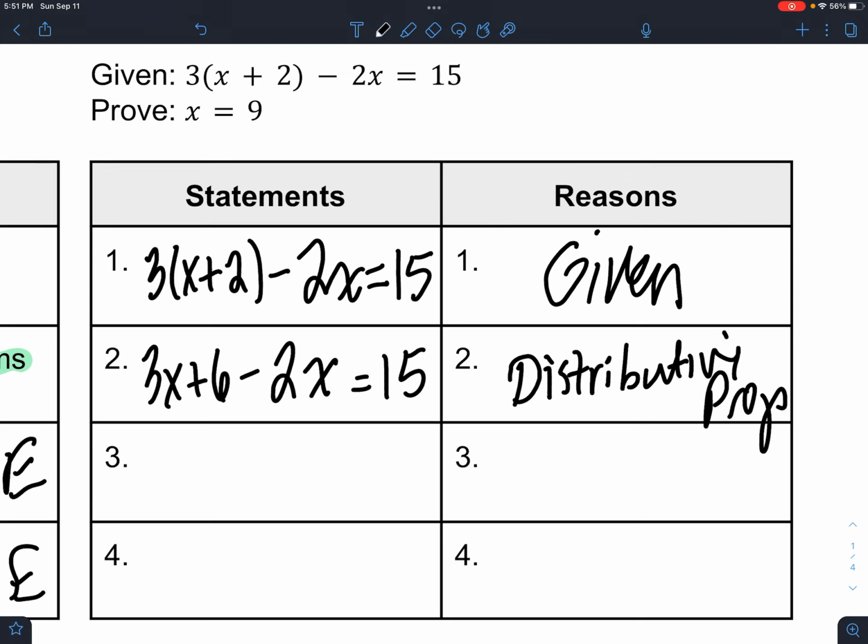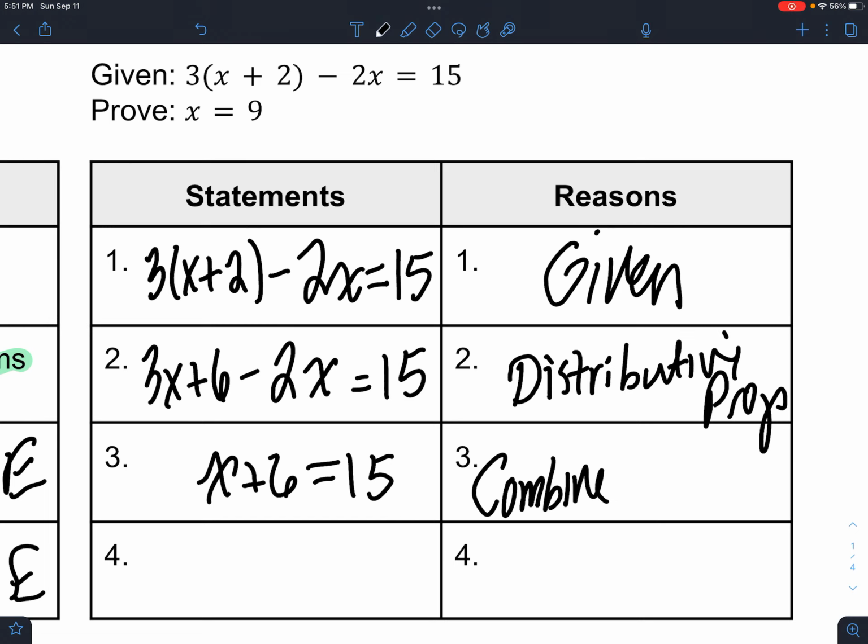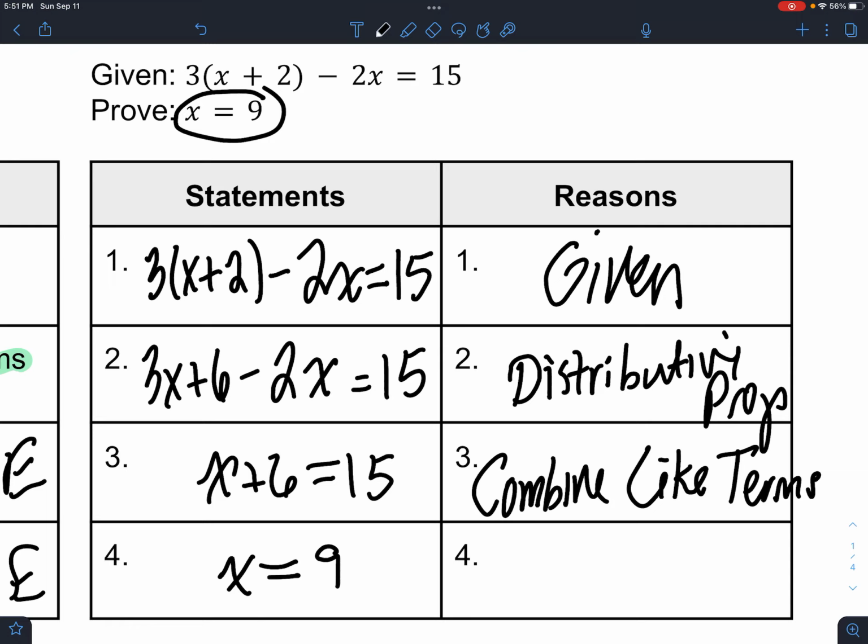Okay, and then I see that there are some terms that can be combined as like terms. So you could do CLT, or you could just write it out. To get to what I want to prove, I know that this has to be x equals 9. And then let's just double check. Well, yeah, that's correct because I can subtract 6 from both sides. Okay.